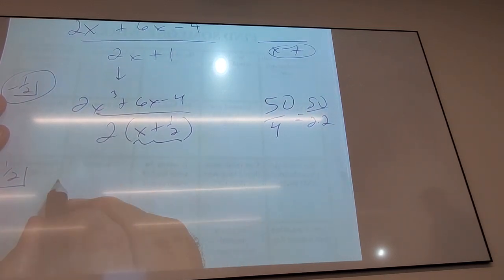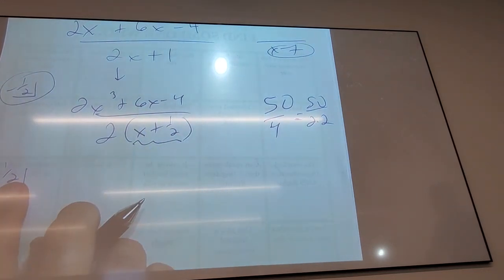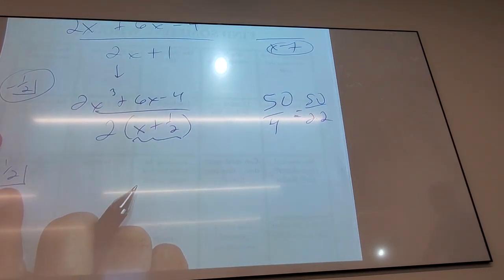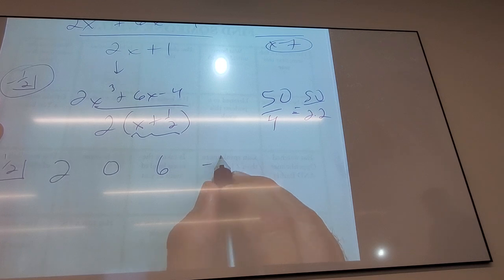So help me out. What do I put up top here? So I'm going to do this. I put my little negative 1/2 in the penalty box. I'm sure you guys are all very excited about that. What goes up here? 2, 0, 6, negative 4.